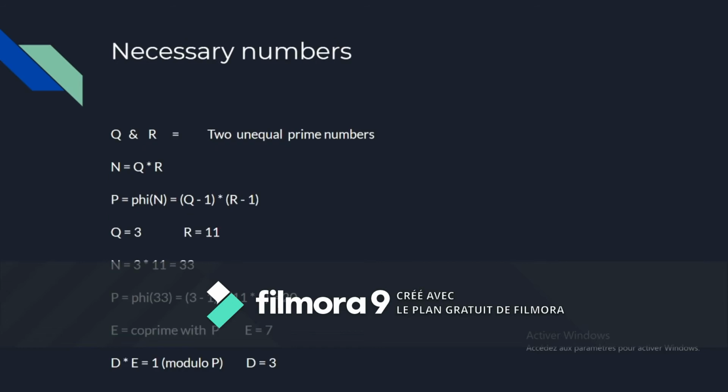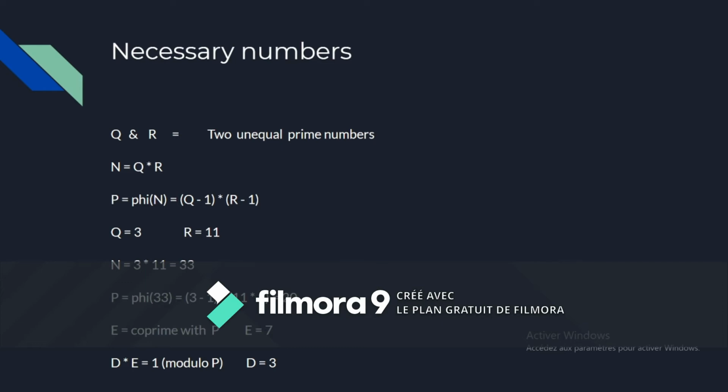Now, there are some numbers that you're going to have to use, so there is going to be some maths behind it. Let's do that together. First, you're going to have to choose two unequal prime numbers, which we will name Q and R. Then, using Q and R, you will be able to figure out the first part of your cryptic key, which will be N. N will be equal to Q times R. Then you will calculate P, which will be equal to (Q minus 1) times (R minus 1).